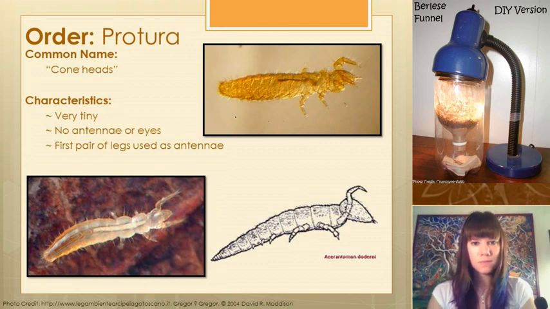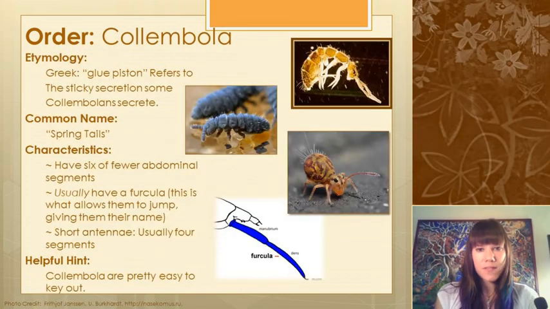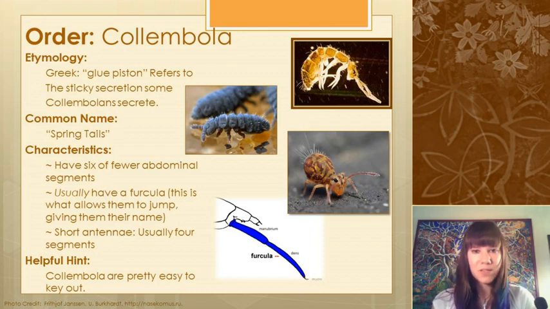The next order of hexapods are the Collembola, and in Greek this just means glue piston, because it was thought that a lot of them could release this sticky substance from this organ called a colophore, which is this little tube that sticks out of their abdomen. While it's true that some of them can, it's mostly used for fluid and water balance, and that's how they pick things up in the environment.